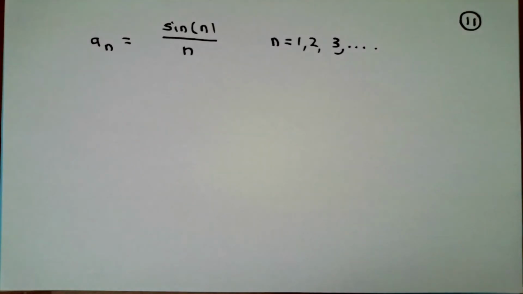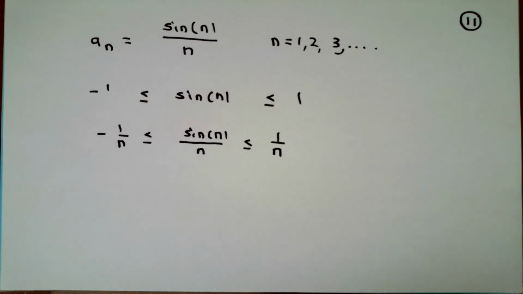As an example of this sort of thing, think of a_n as being sine of n radians divided by n, where n is 1, 2, 3, and so on and so forth. One of the things we know about the sine function is that no matter what you feed into it, what comes out can't be bigger than 1, and it can't be smaller than negative 1. Since n is positive, I can divide through on both sides by n.